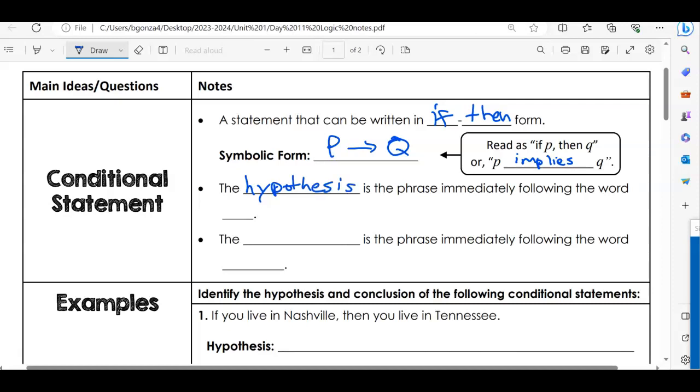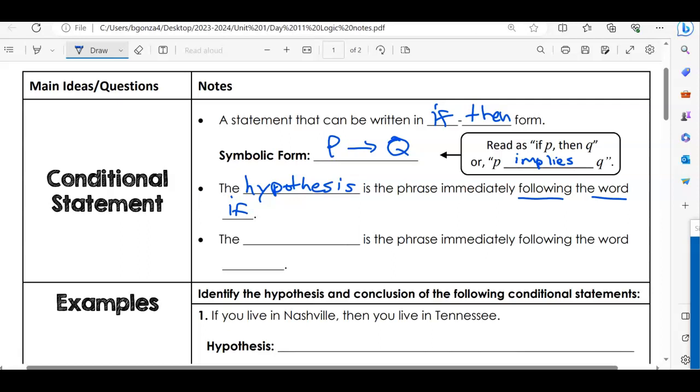The first thing is P stands for the hypothesis. It's at the beginning, right after the word if. So if you're the Dallas Cowboys, then you beat the Giants. The hypothesis is "if you're the Cowboys." That's the first part. We call that P for short.